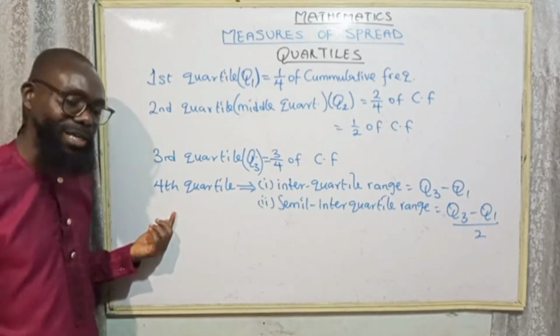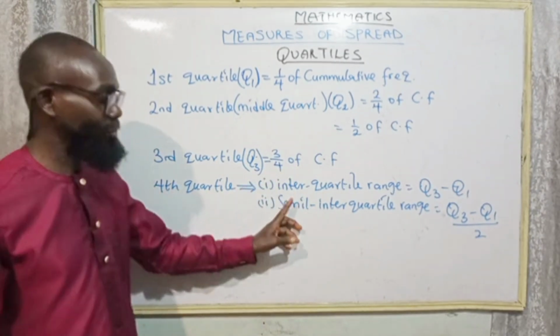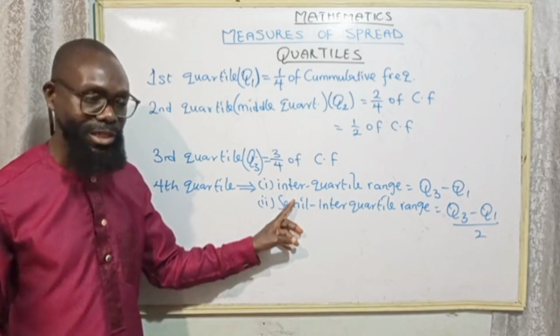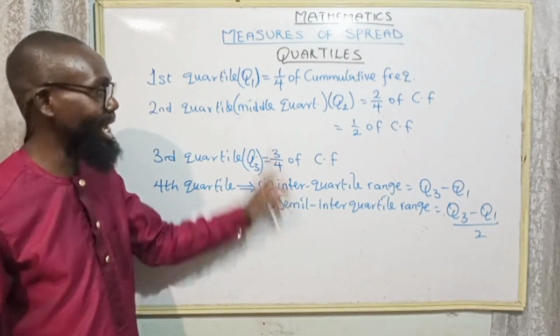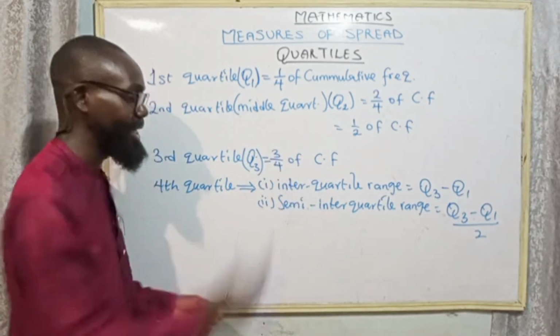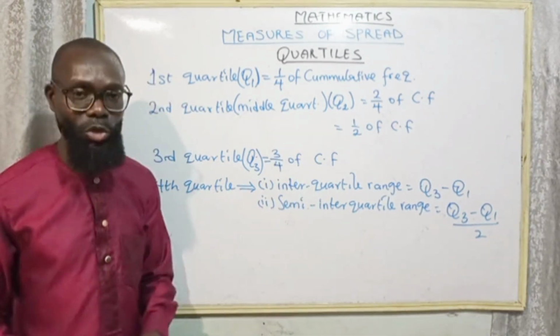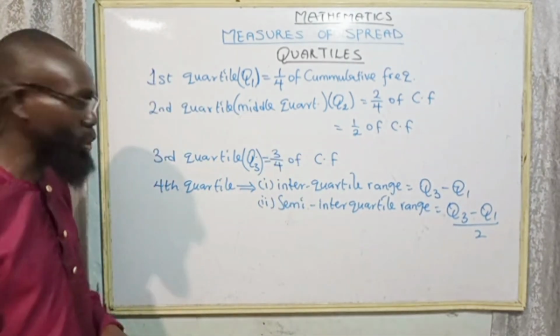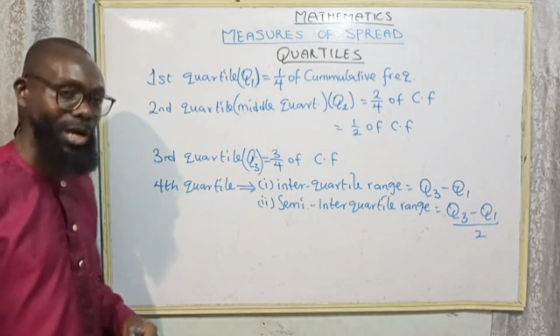Then fourth quarter, this one is divided into 2. The first one is interquartile range. That is the difference between Q3 and Q1. While the semi-interquartile range, that is Q3 minus Q1 divided by 2. So how do we now apply this into our calculation?